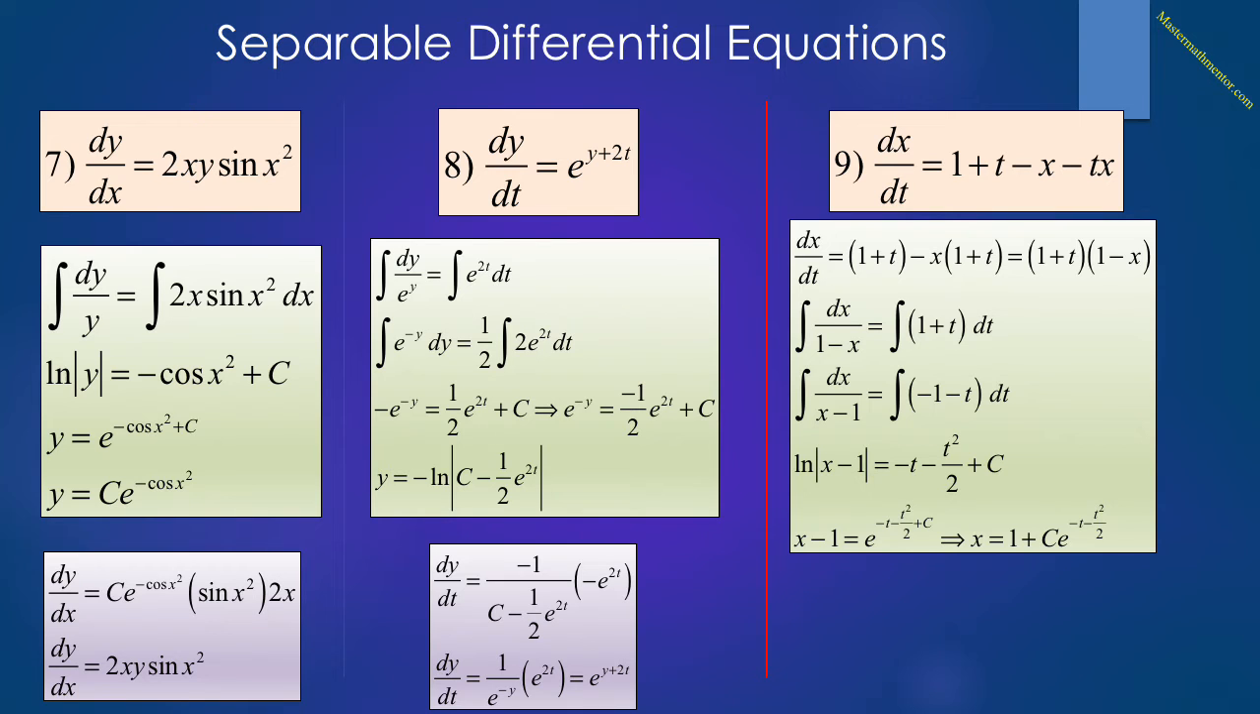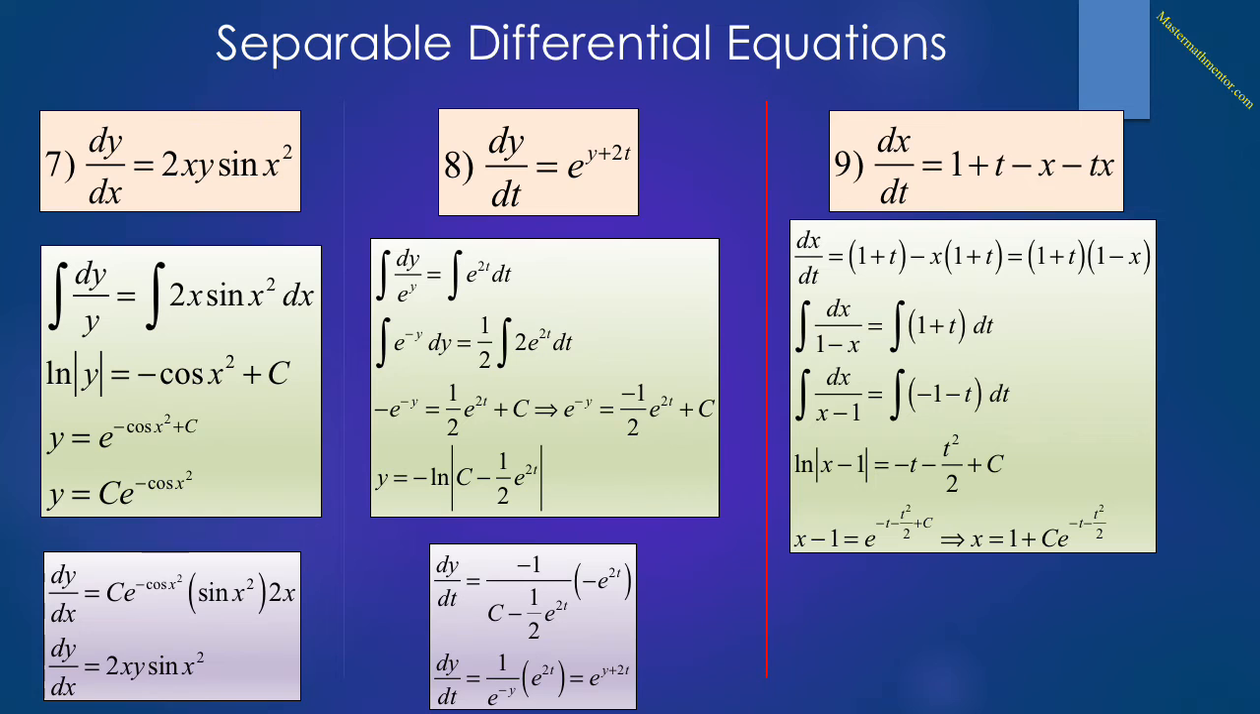We can now separate and write dx over 1 minus x is equal to 1 plus t dt, and we can integrate both sides. But before we do, we will multiply both sides by -1, making the left side a little bit easier to integrate. So we have the integral of dx over x minus 1 is equal to the integral of -1 minus t dt. From there, we get the natural log of the absolute value of x minus 1 is equal to -t minus t squared over 2 plus c.